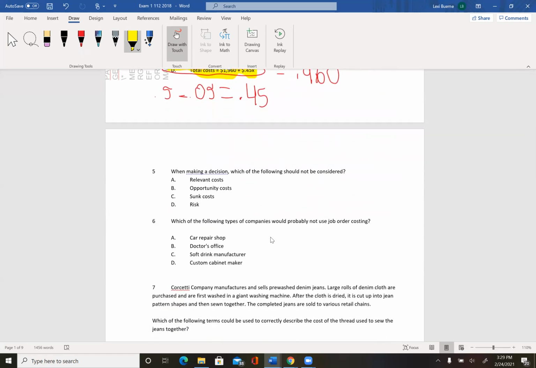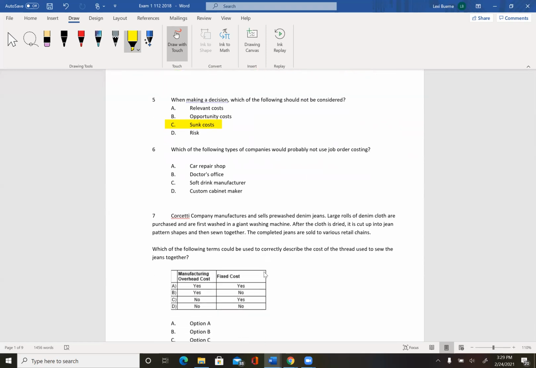And for 5, when making a decision, which of the following should not be considered? The answer is going to be sunk costs. Sunk costs are just kind of there. They're never going to be used. So when you make a decision, it's not required to consider them. We don't really care about sunk costs.